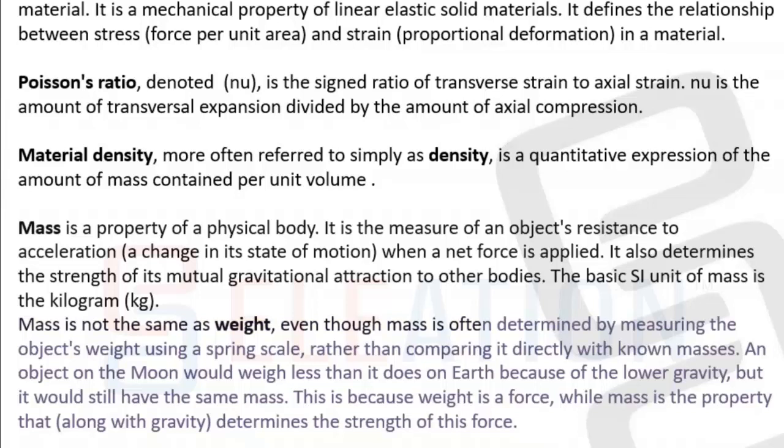Mass is not same as weight, even though mass is often determined by measuring the object's weight using spring scale rather than comparing it directly with known masses. An object on moon would weigh less than it does on Earth because of low gravity, but it would still have the same mass. This is because weight is force while mass is a property that along with gravity determines the strength of this force.